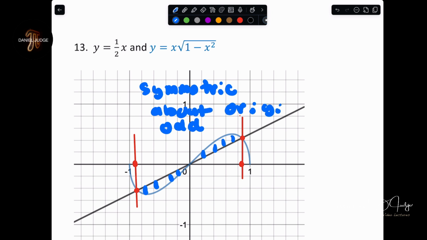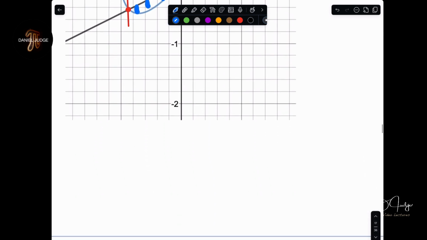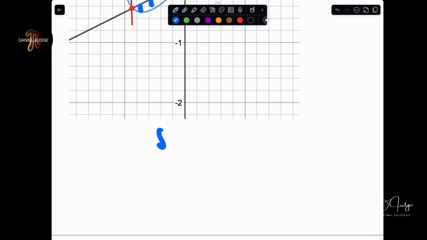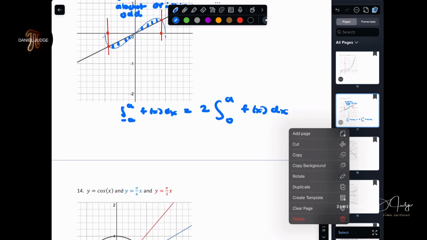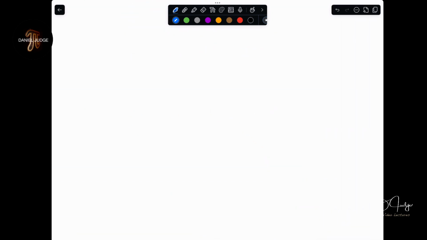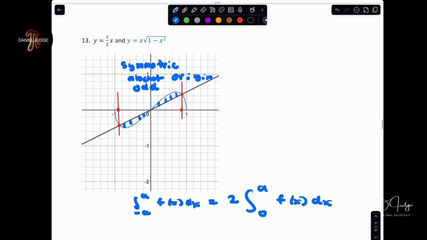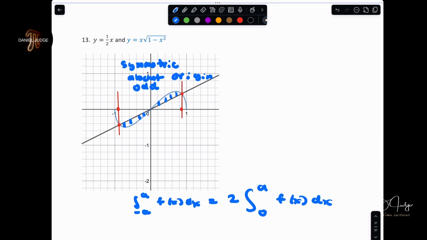It's an odd function. So remember what that was. If it's over a symmetric interval, negative a to a, where that function is odd, right? We can take double the area from 0 to a of that integral. And I suspect, just by looking at the picture, that it's odd. Okay, so some important details.